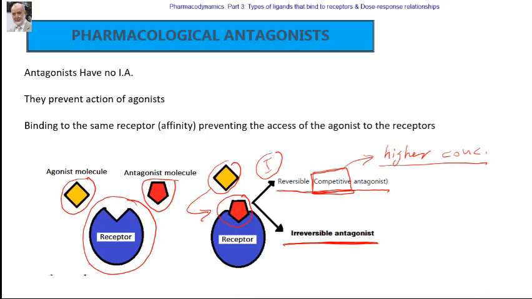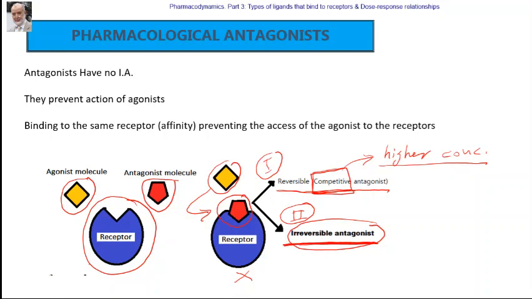Okay? The second type is known as irreversible antagonism. In irreversible antagonism, once the antagonist binds to the receptor, that's the end of the receptor. That means the agonist cannot replace the antagonist from the receptor, whatever its concentration in the media. That's why it's known as irreversible antagonism.